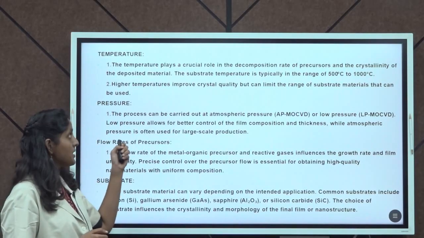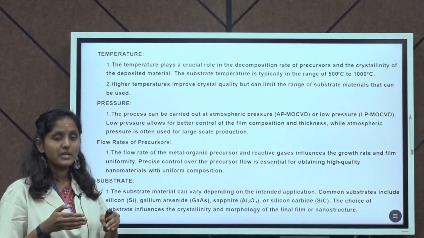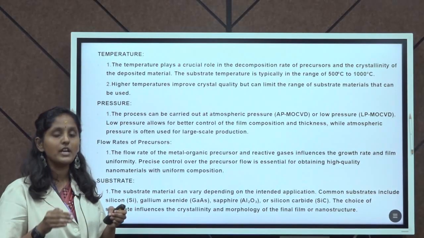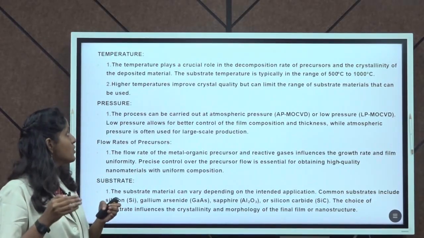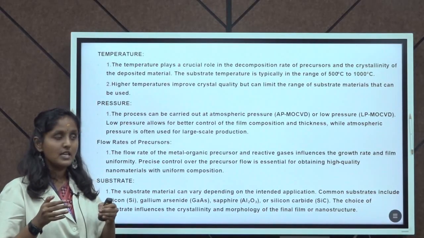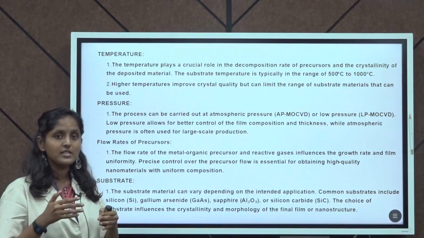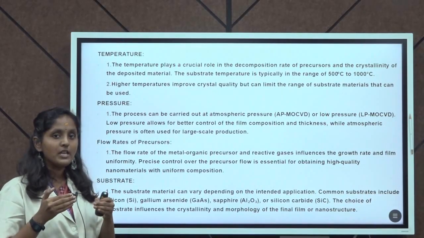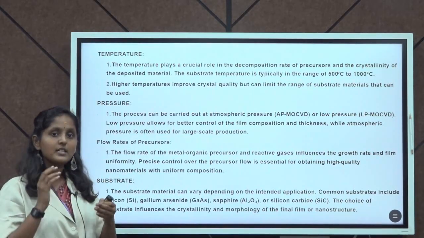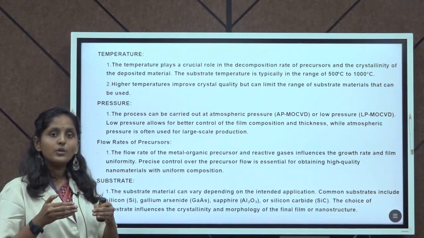So firstly, temperature. The temperature plays a crucial role in the decomposition rate of the precursor and also the crystallinity of the nanomaterial that is going to be formed. So the substrate temperature will usually be around 500 to 1000 degrees Celsius, and the higher temperature is said to improve the crystalline quality, but depending upon the material that we are using, the crystalline quality might change. So the next parameter will be pressure.